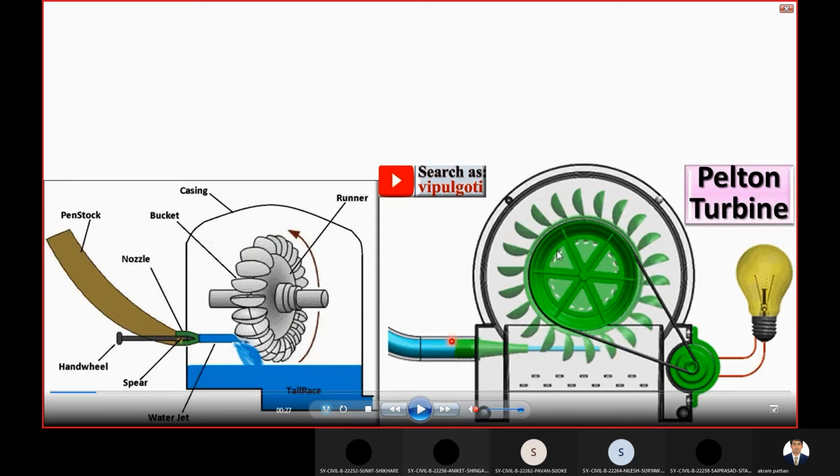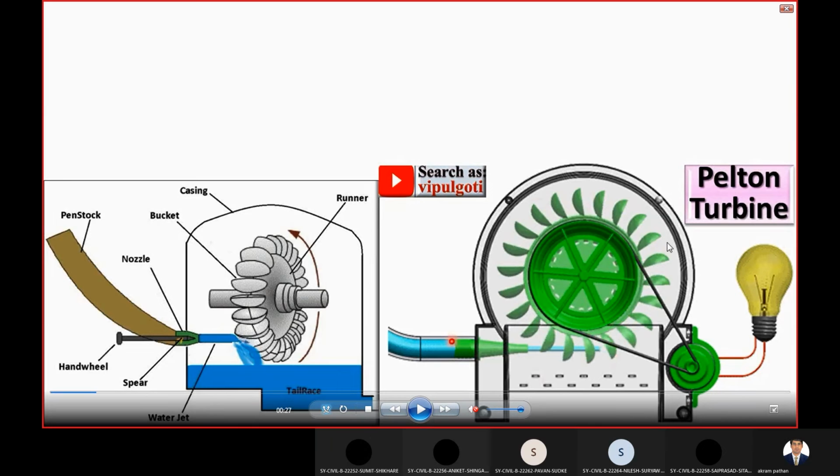Now we are going to describe how the turbine works. See here, the working principle is very simple. The water is coming through the penstock from the dam. The kinetic energy is high in the pipe, and with the help of this spear and wheel arrangement, we can increase the discharge. The jet comes out through the nozzle, this part is the nozzle, and impacts the buckets. These are the buckets.